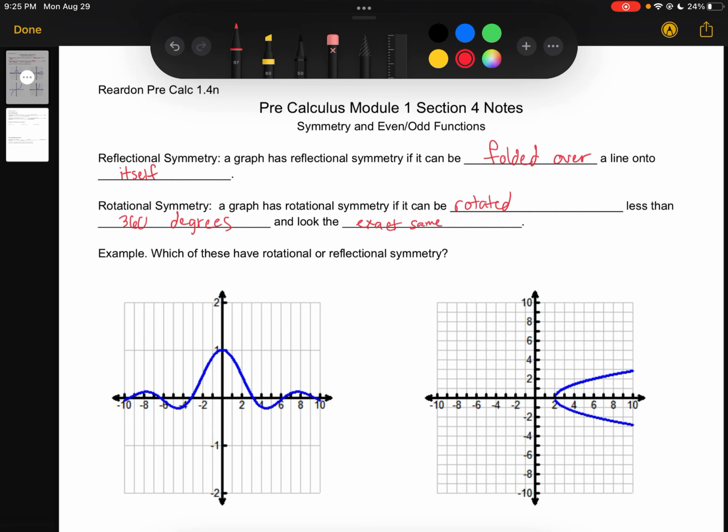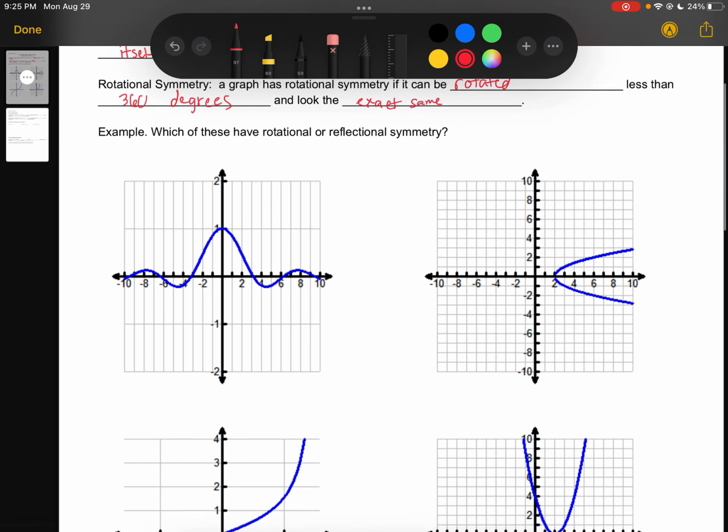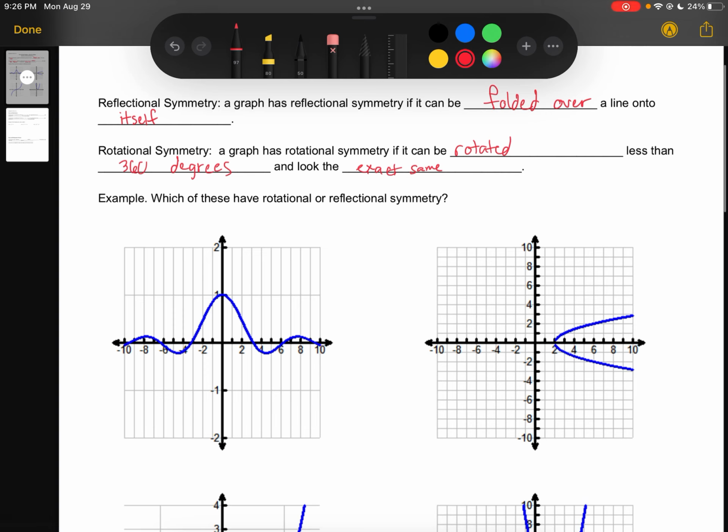So looking at our example graphs below, for our first one, this is a really clear example of reflectional symmetry. So if we were to take our y-axis straight up and straight down, and we just folded it over that line of the y-axis, that would be reflectional symmetry, because everything on the left and right is an exact one-to-one match. The shape on the right is the same as the shape on the left. They're just basically flipped on top of each other. Now, the key thing with reflectional symmetry is it has to be able to be folded over a line. So this does not say it has to be able to be folded over the y-axis. It just says any line.